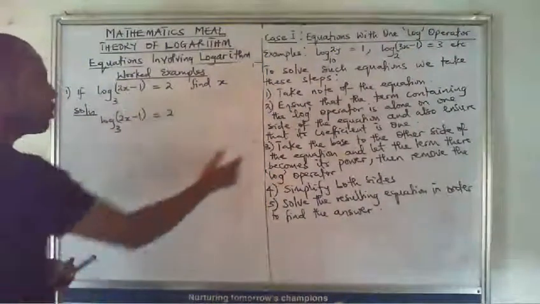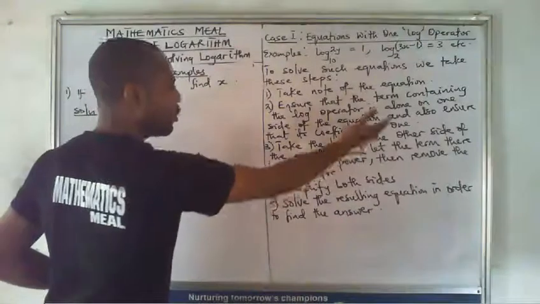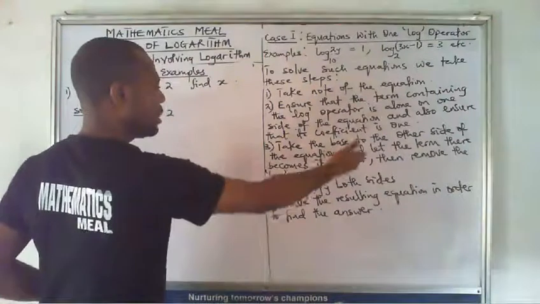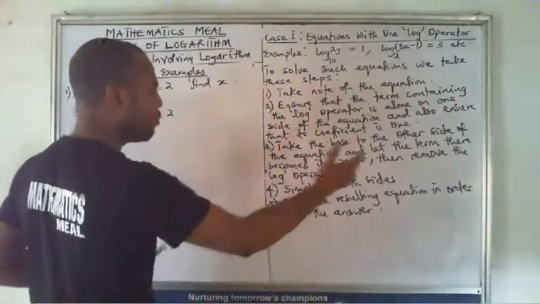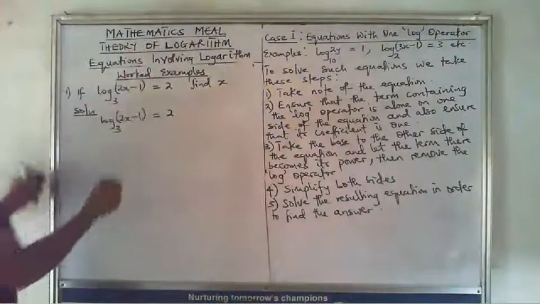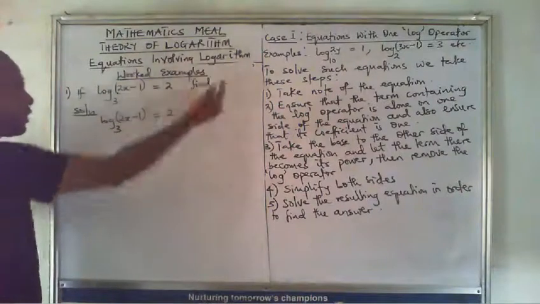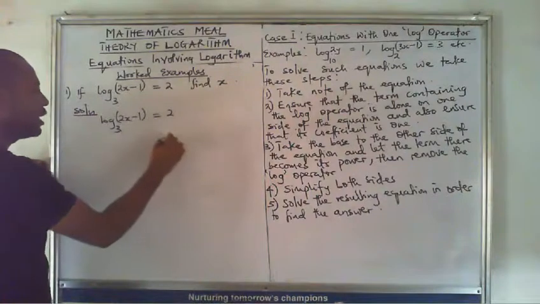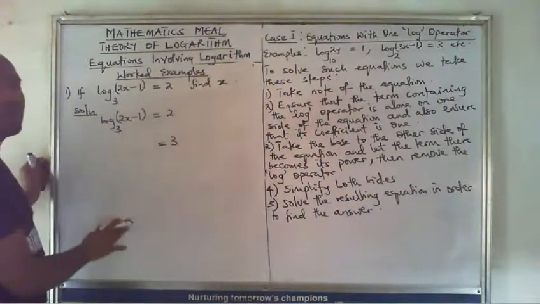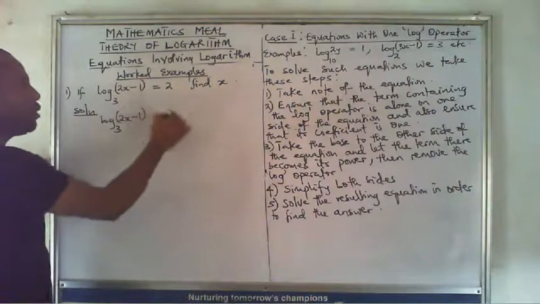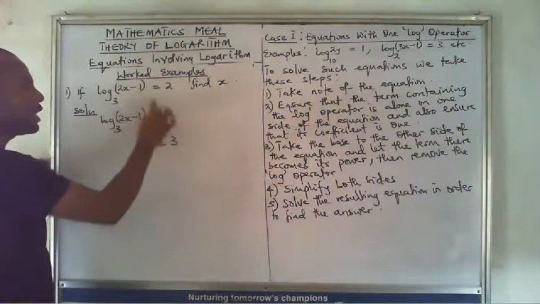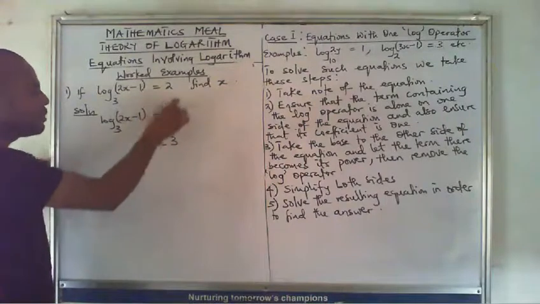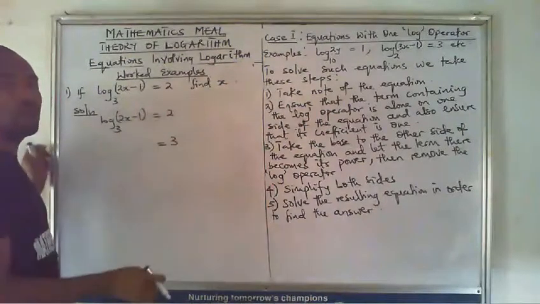Okay, so we move to the third step. Take the base to the other side of the equation and let the term there become its what? Power. Then remove the what? Log operator. Now we take the base to the other side of the equation. Look at the other side of the equation. Take this base there. The base is 3. Take it there. What did they say will happen in the process? The number there, the term there, use that term there as the power of the base. So let the term there become the power of the base.